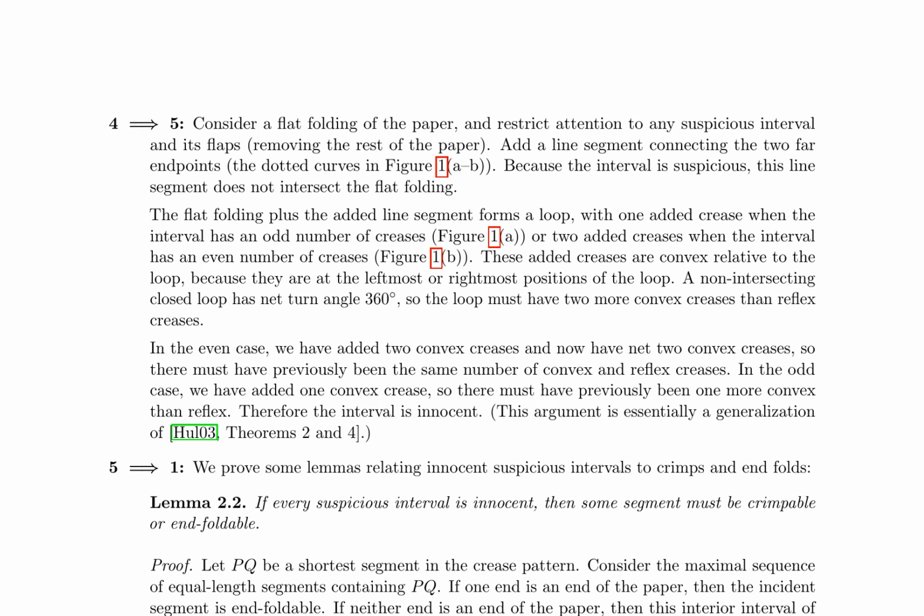In this section, the authors delve into the relationship between suspicious intervals and crimps in the context of flat foldings. They begin by proving that if all suspicious intervals are innocent, then there must exist a segment that is either crimpable or end-foldable. This is achieved through a series of logical steps involving the consideration of shortest segments in the crease pattern and their relation to endpoints and equal-length segments.